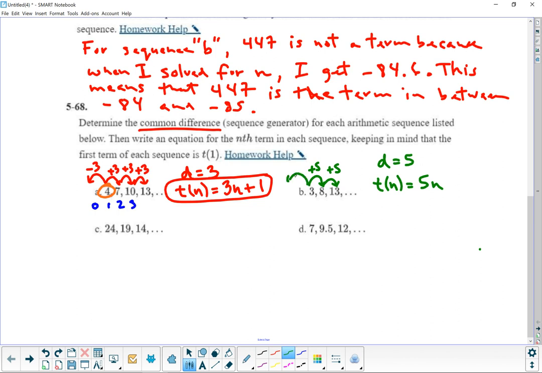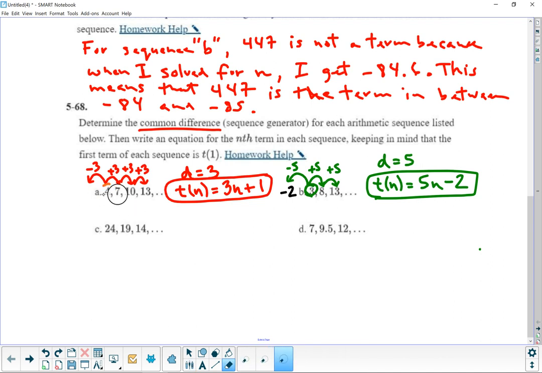So instead of plus 5, you're going to go minus 5 from the 3. So 3 minus 5 gets you negative 2. So that is your 0th term. So my explicit formula, T of n equals 5n minus 2. We can put plus negative 2, but to simplify it down, it's going to be T of n equals 5n minus 2.